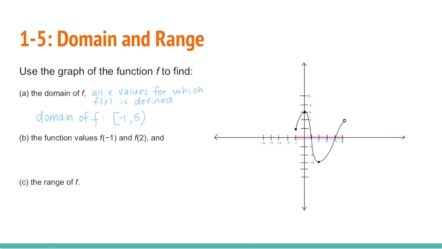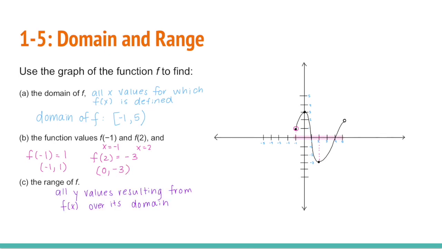When I find the function values f(-1) and f of 2, that just means I'm finding the y point at x equals -1 and x equals 2 on my graph. So at x equals -1, we start right there, and our y value is 1. And at x equals 2, our y value is -3. Please ignore my mistake of writing 0 instead of 2 as the x value.